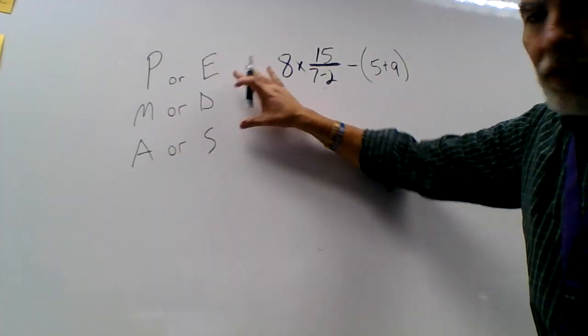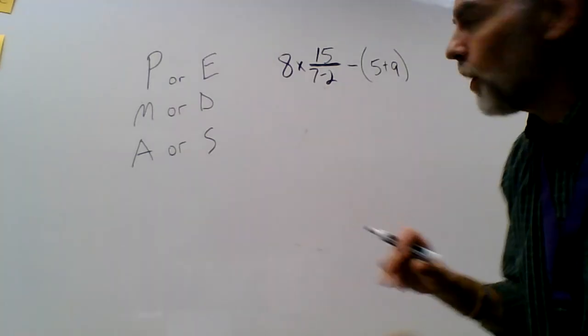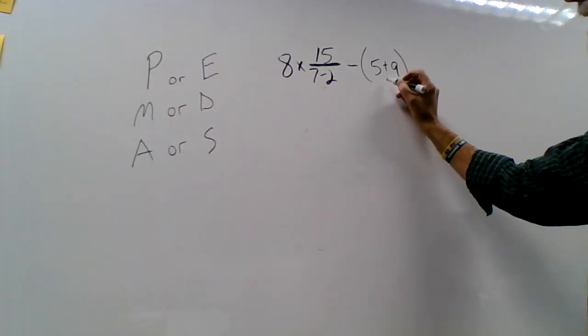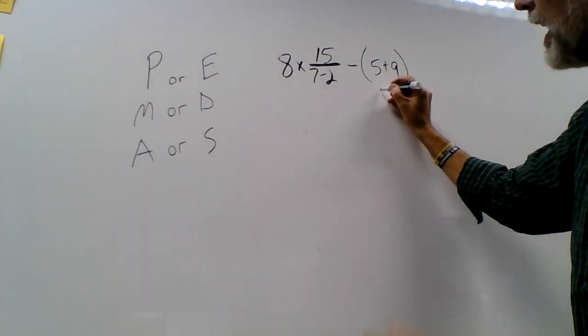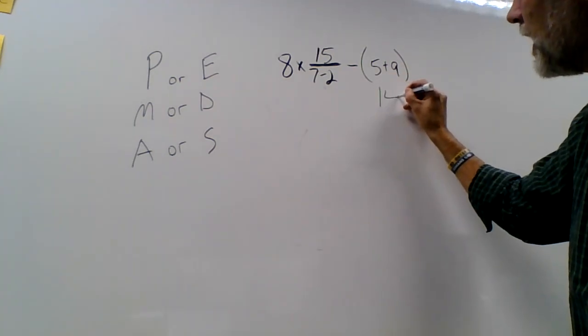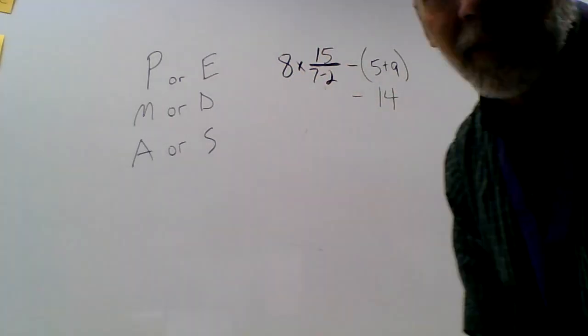Well, if you come over here and look at PEMDAS, what always comes first? Parentheses. So I'm going to go ahead and do the parentheses first. Inside this parentheses, it is 5 plus 9. 5 plus 9, I hope you know, is 14. So we've got whatever's going on over here minus 14.